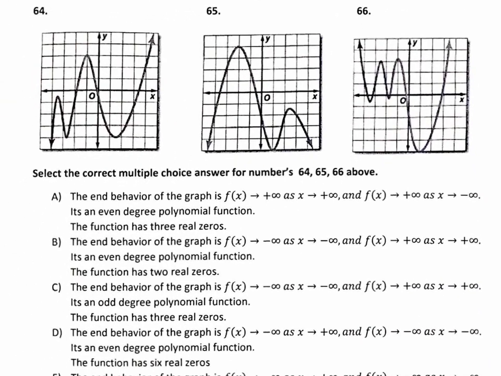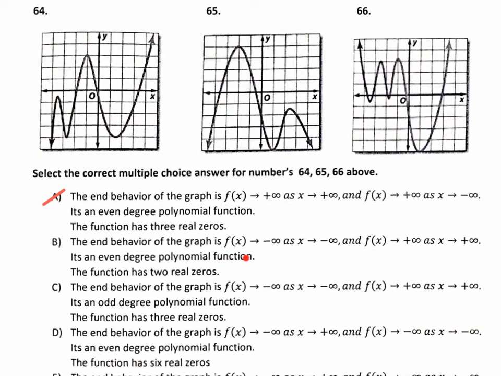So let's begin with option A. It's an even degree polynomial. Well, the even degree polynomials are either this one that has both end behaviors down here or both end behaviors up here. And it says it has 3 real zeros. So it can't be this one because it has 2 real zeros, and it can't be this one because this one has 6 real zeros. So option A is completely eliminated. Make sense? Let's move on to option B.